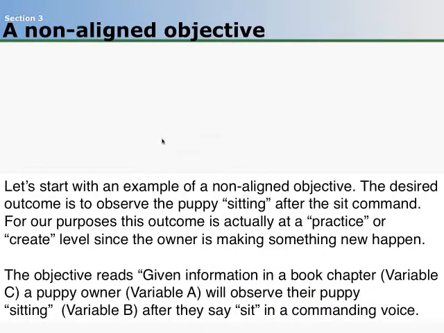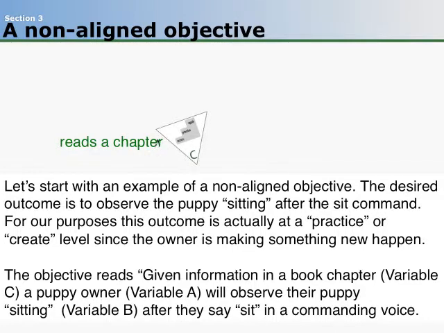Let's look at a non-aligned objective. The desired outcome here is to observe a puppy sitting after a sit command. For our purposes, in this particular outcome, it's actually at a practice or a create level, since the owner's really making something new happen. They're not just reading something and absorbing it. They're actually practicing and creating.